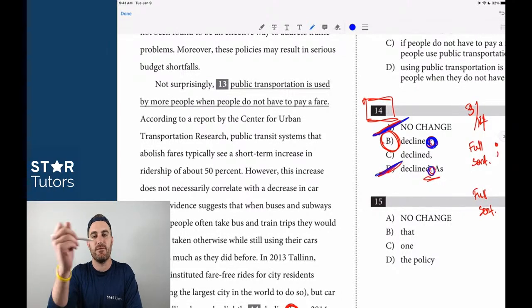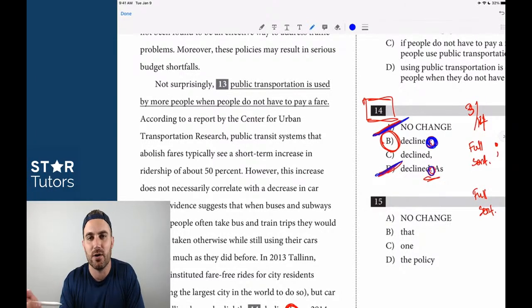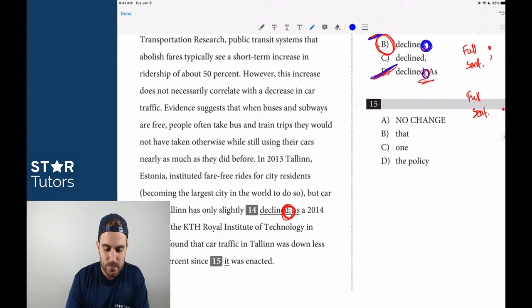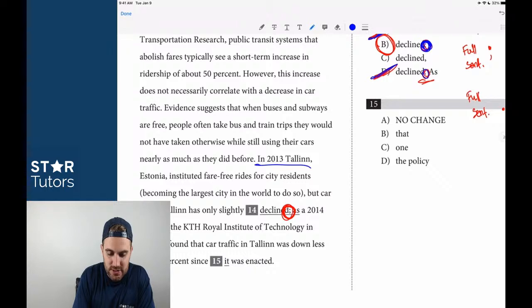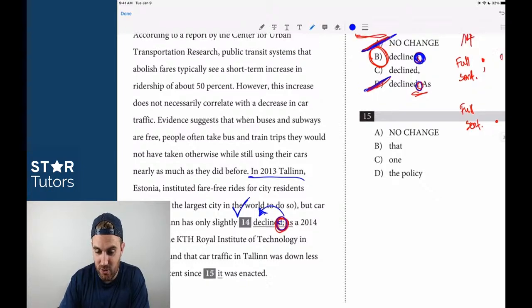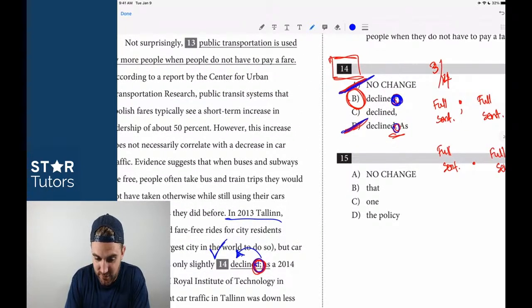The chances that there's a full sentence on the left side of this colon and there's not one on the right are very high. We've seen this question before. So let's look at 14. Okay, so let's see. In 2013, Tallinn, Estonia instituted fare free rides for city residents, becoming the largest city in the world to do so, but car use in Tallinn also has only slightly declined. Is there a full sentence? There's actually a compound sentence on this side of the colon. So yes, there's a full sentence on this side of the colon. Right? There is a full sentence on this side of the colon. Check.